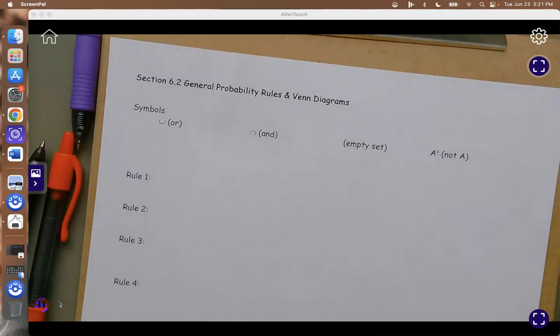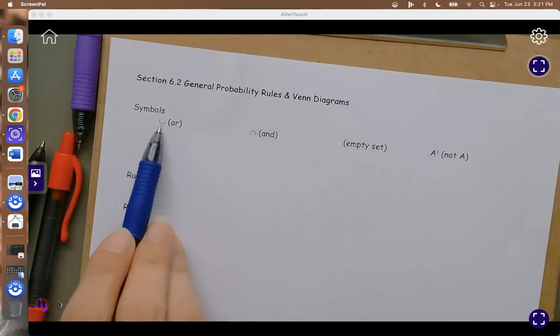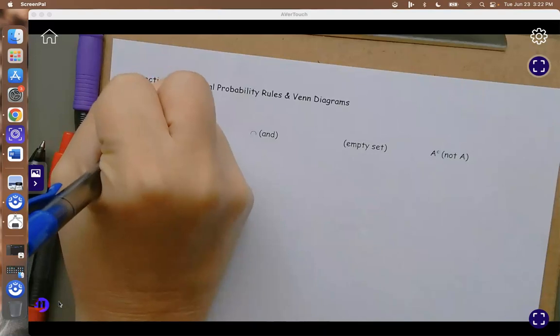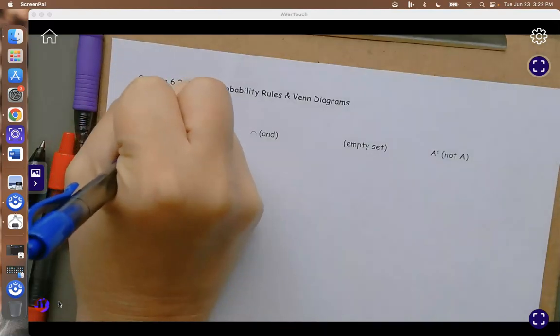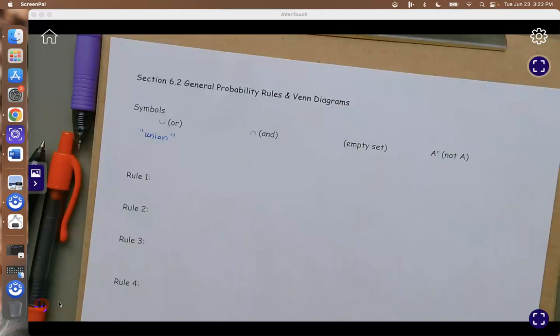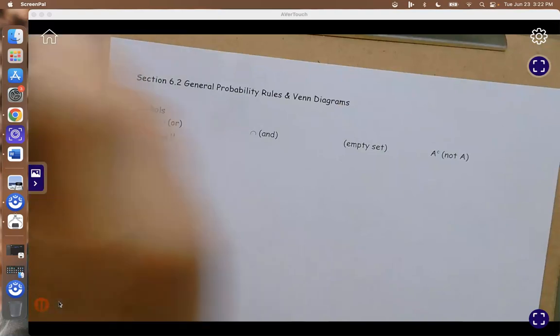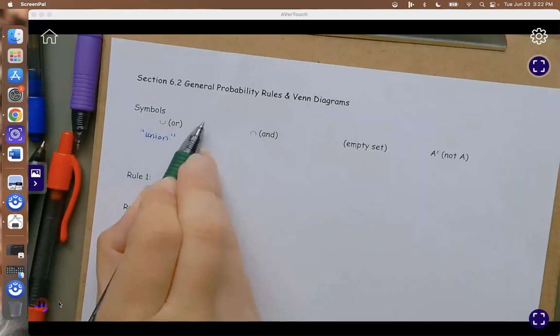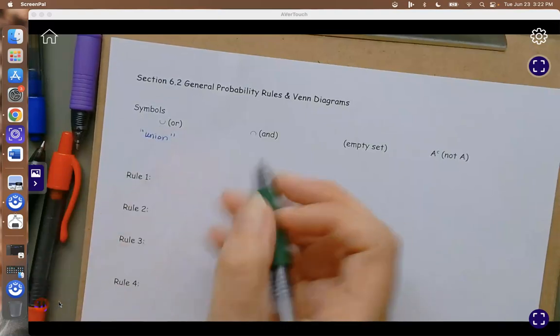Okay, so today we're going to start out with some symbols, because we love symbols in math, because we're lazy. So this symbol right here that looks like a U is called the union symbol. The one right here in the middle, and that means or. So this or this, that symbol will be between it.